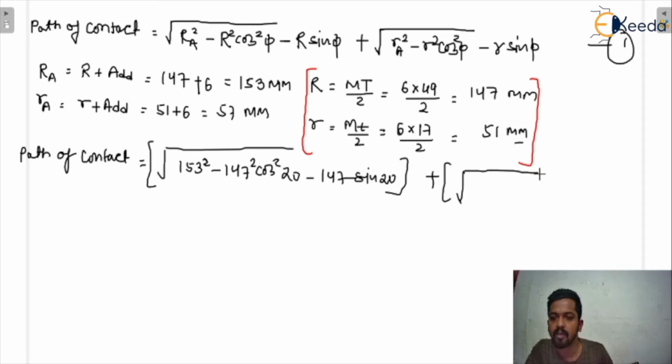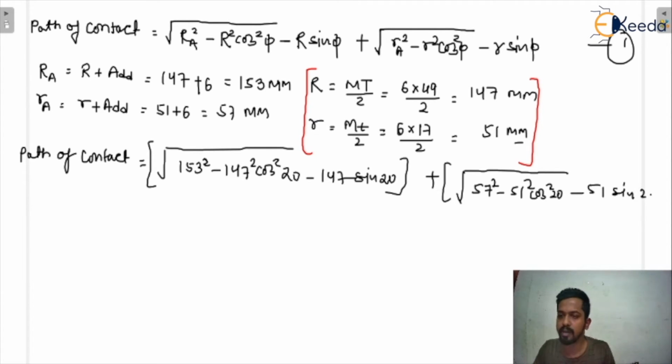That is the under root of 57 square minus 51 square cos square 20 degree, minus 51 sine of 20 degree. So when you solve this equation, you will get the value of path of approach and the path of recess. After calculating, you will get the value of 15.5 mm. That is the value of path of approach. And when you solve the path of recess, you will get the value of 13.41.